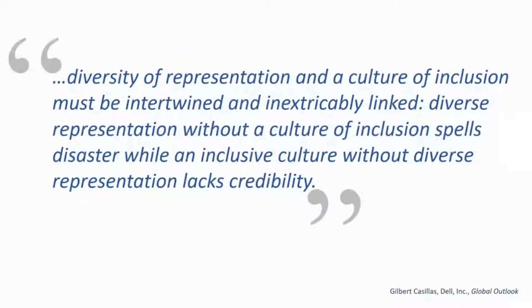I love this quote because it really hones in on the importance of connecting diversity and inclusion, for example. And if you look at this quote closely, it states, "Diversity of representation and a culture of inclusion must be intertwined and inextricably linked. Diverse representation without a culture of inclusion spells disaster, while an inclusive culture without diverse representation lacks credibility."